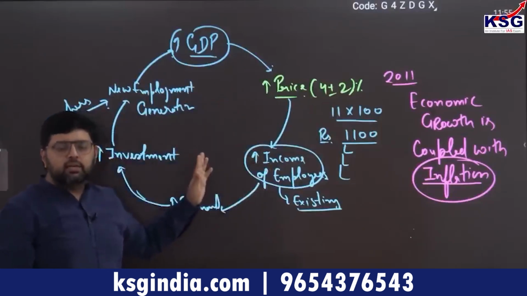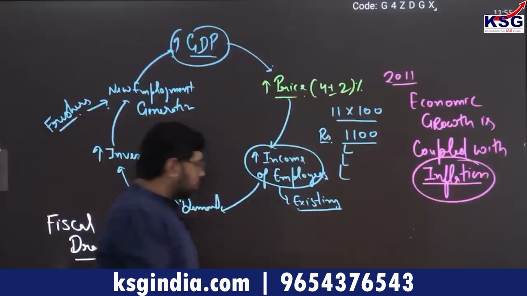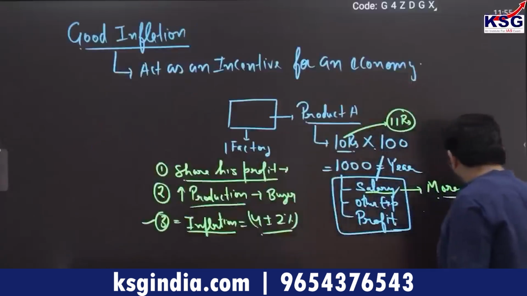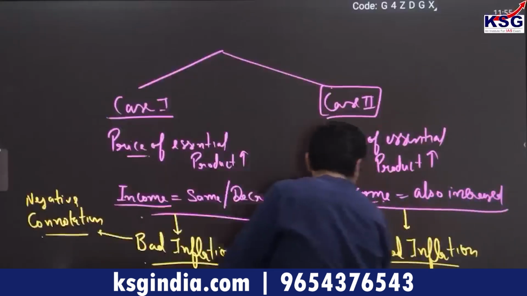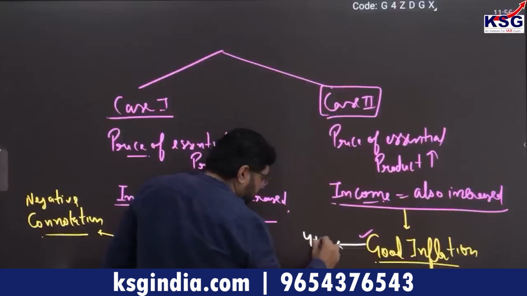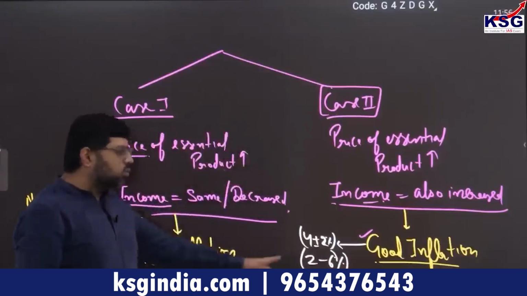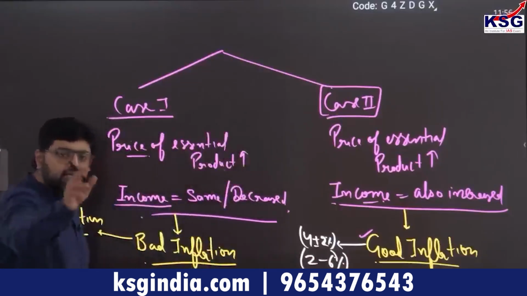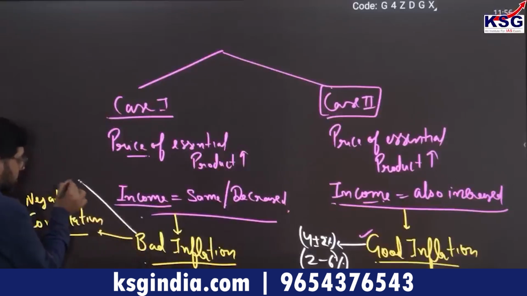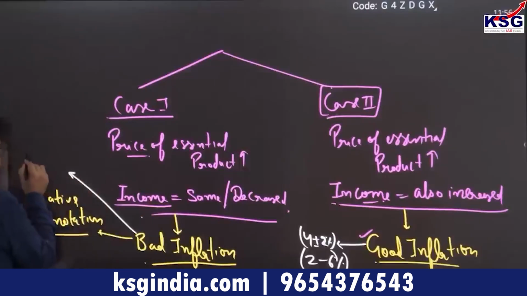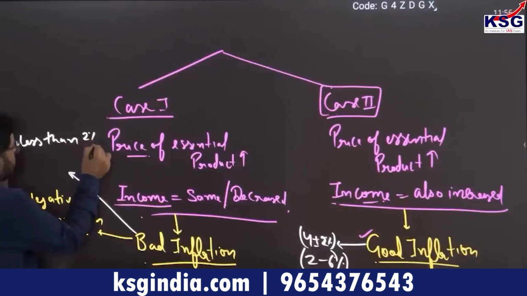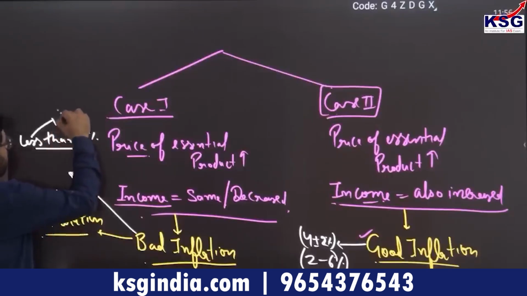Now why it's a concern, we'll talk about in bad inflation. Right now I am talking about good inflation. So good inflation, if you see, is nothing but 4 plus minus 2%, so you can say in the range of 2 to 6%. So I hope now you understood why it is important to maintain inflation in this range. Now bad inflation is when your inflation is either less than 2%, and with respect to that we'll talk about deflation.